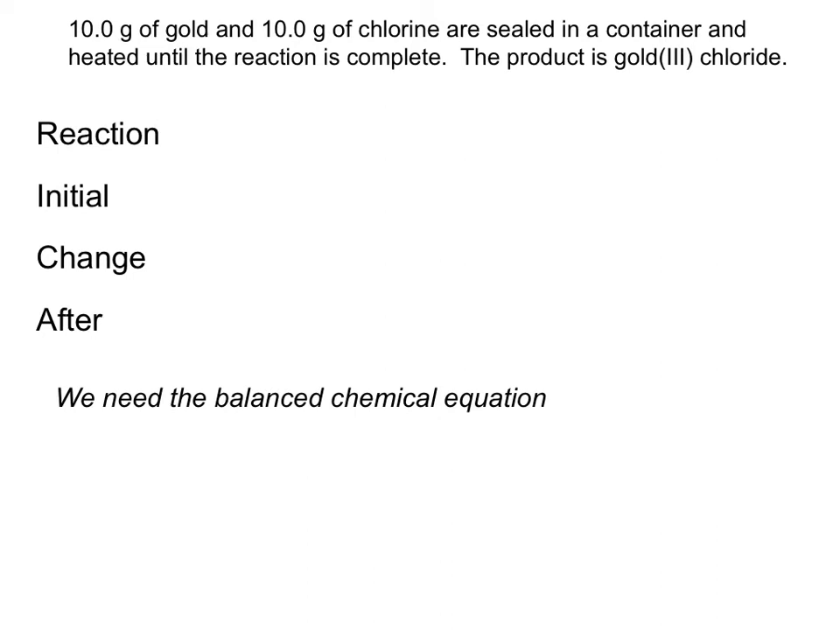Our next step is we need our balanced chemical equation. And so our balanced chemical equation, when we start to put that together for this reaction, we know gold is one of our reactants, chlorine is our other reactant. Chlorine is a diatomic, so Au plus Cl2 forms gold-3 chloride, which will have a chemical formula of AuCl3. And now we have to balance our reaction.